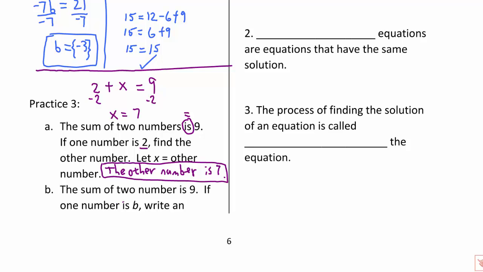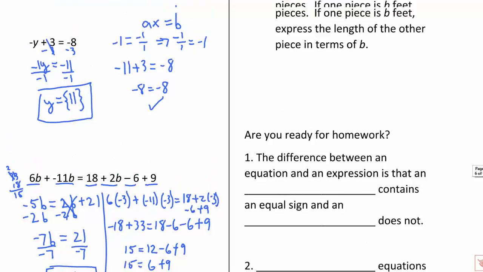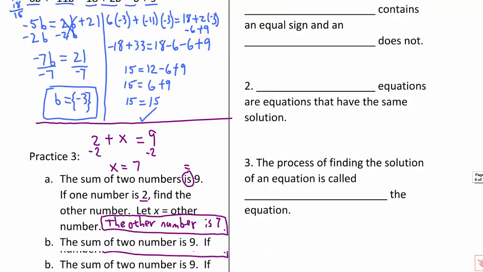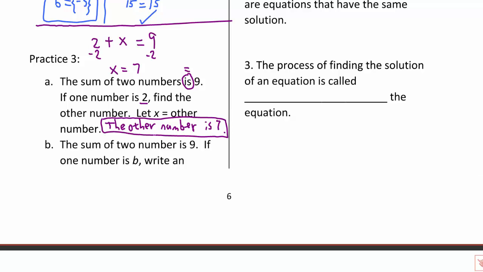Let's look at B. The sum of two numbers is 9. If one number is B, write the expression representing the other number. Okay. Now, it's just like what we did. It's just that one number is B this time. So the sum of two numbers is 9. So something plus something else equals 9. If one number is B, make that a B right there.